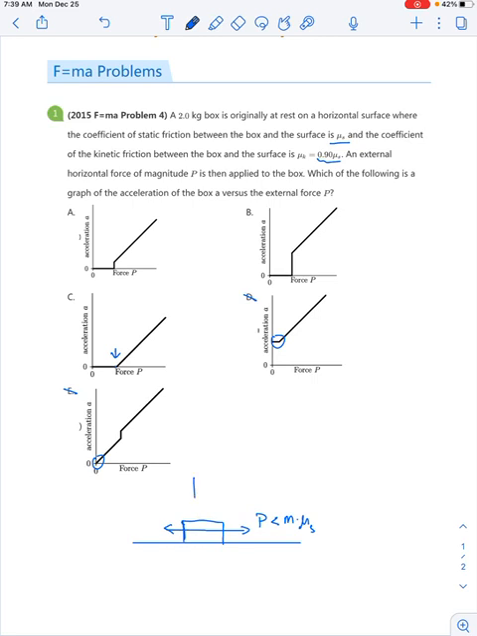So when the force P is equal to this static friction, we know the object starts moving and the friction is going to drop. And as a result, there will be a positive net force, right? Because this friction here must be less than the static friction. So there must be a positive net force. So C will be wrong.